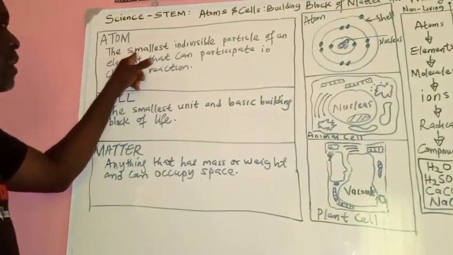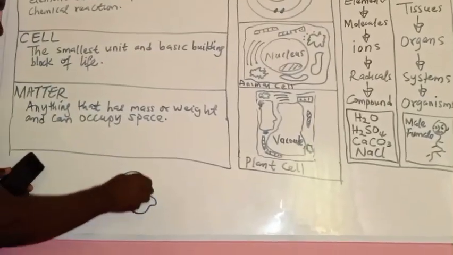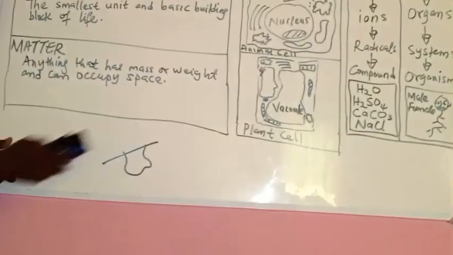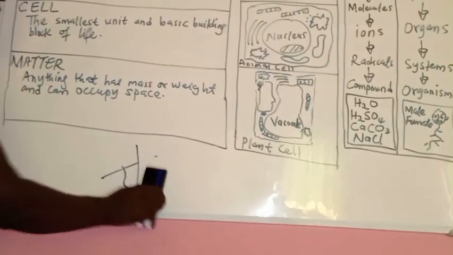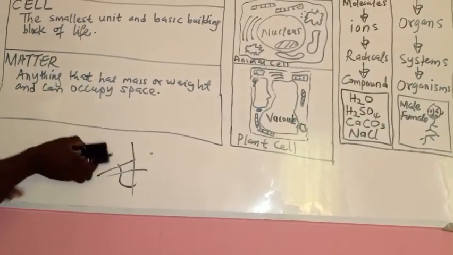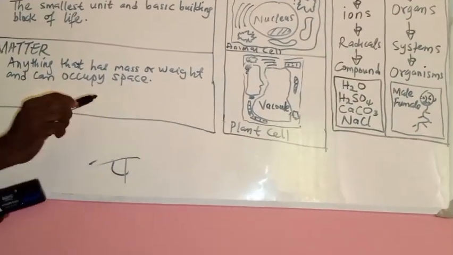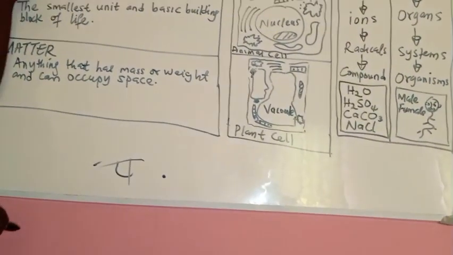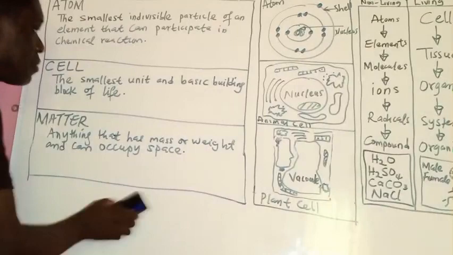Take note of the words smallest indivisible. If you have a substance like this, let's say this represents an element. If I divide this into 2, half of it is gone, right? I divide this into 2, half of it is gone again. I divide this into 2, half of this is gone. You keep on dividing until you get a state where what you have cannot be divided again. It becomes what? An atom, the smallest indivisible.